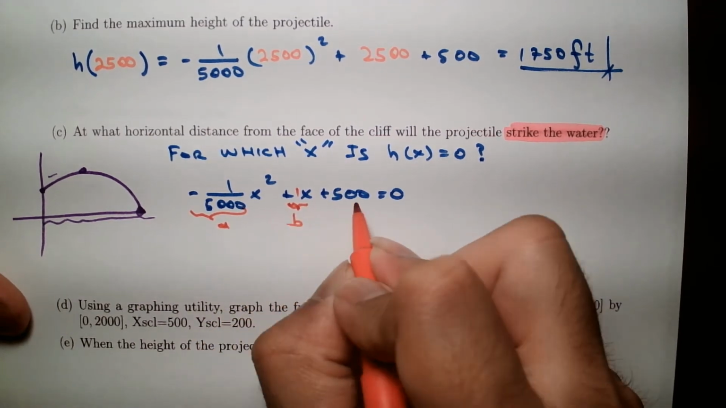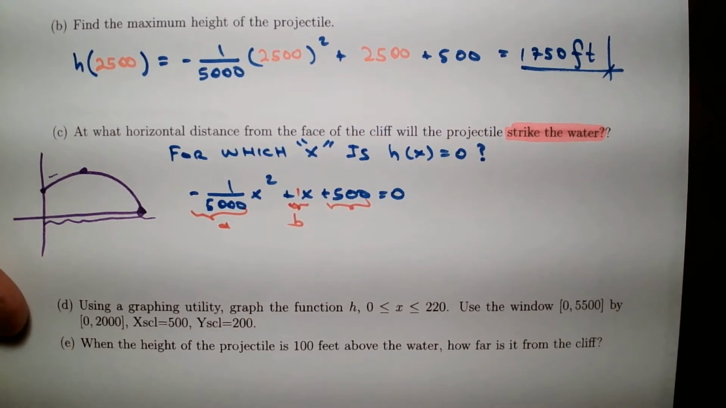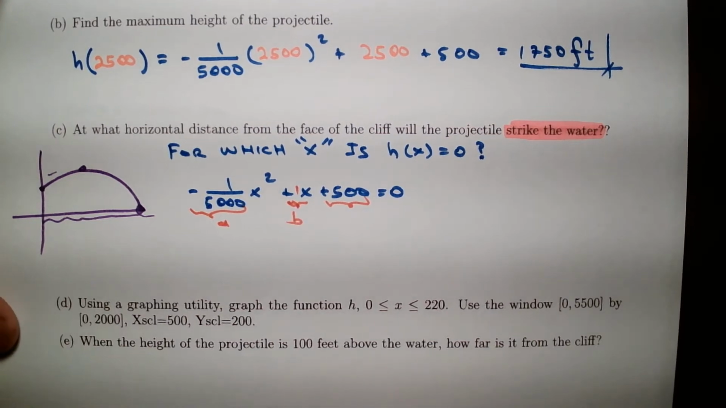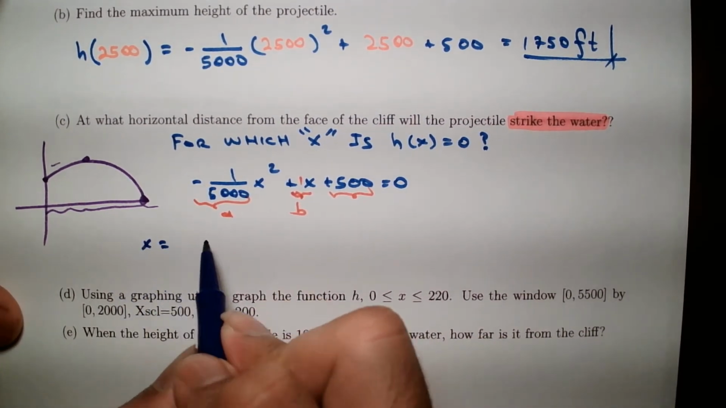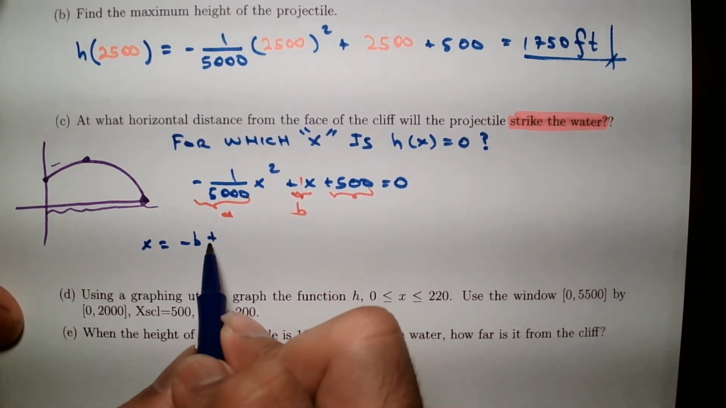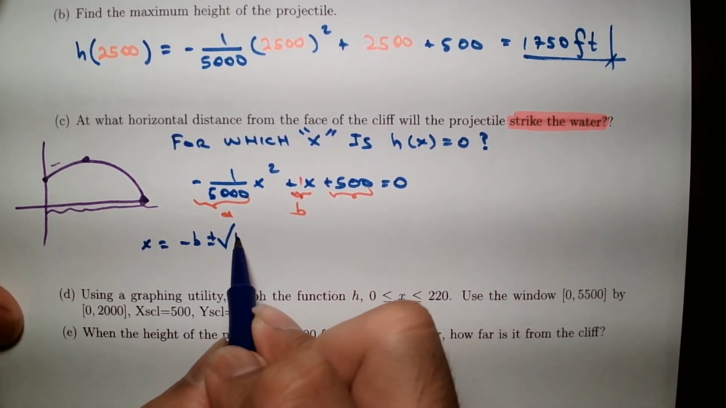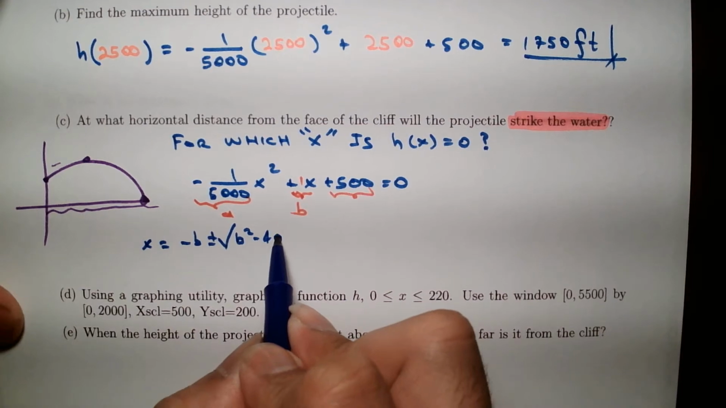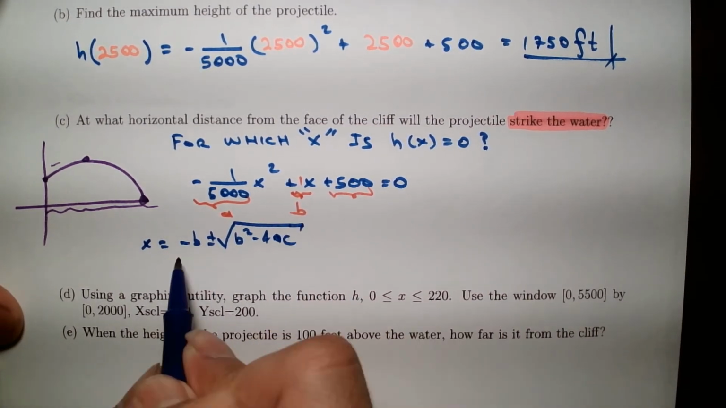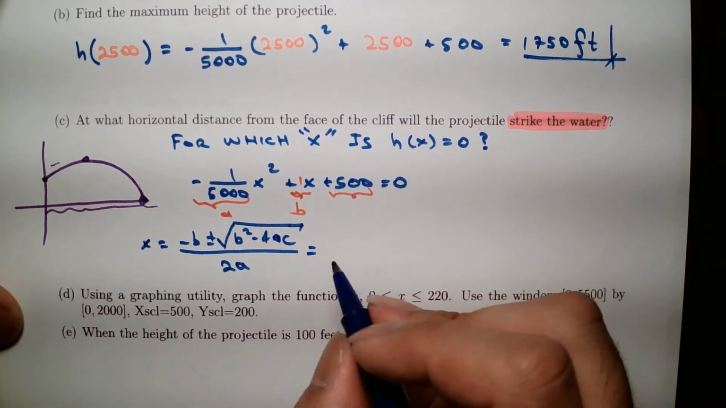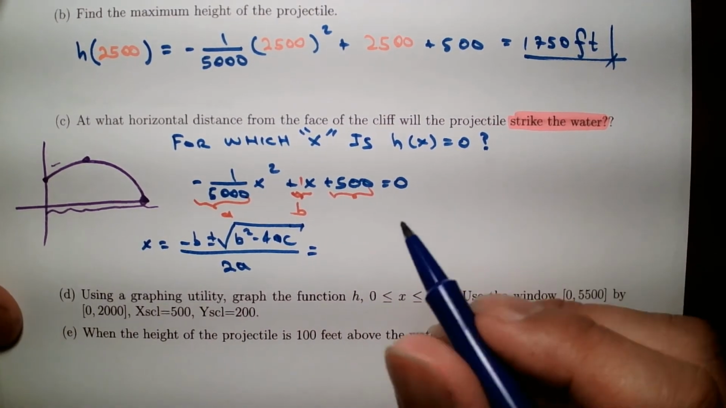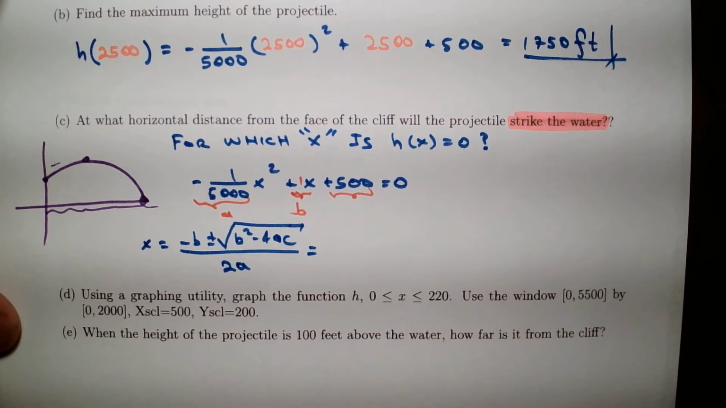That's our b, and this is c. You would have to use the quadratic formula in this case. So x equals minus b plus or minus the square root of b squared minus 4ac, divided by 2a. Let me just write it down. Let me just set it up for you. So this would be the following.